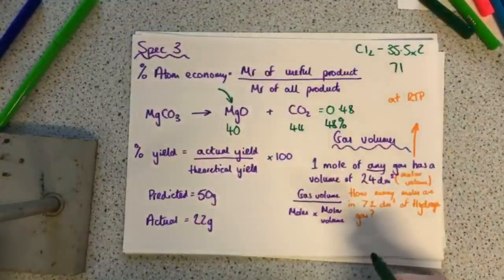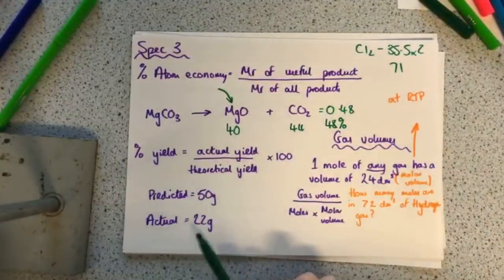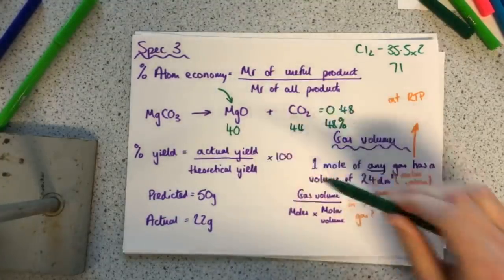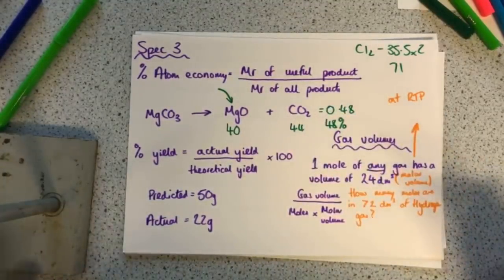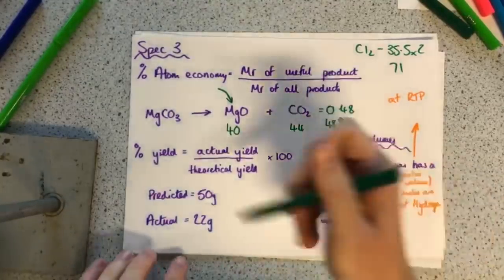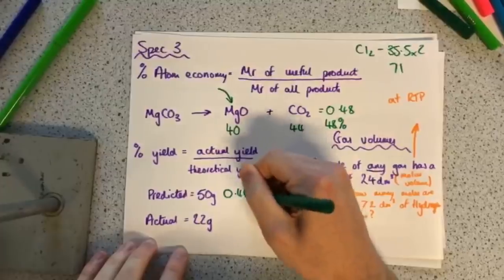Anyway, back to percentage yield. The actual yield for this, whatever this was, is 22 grams, and we're going to divide that by our theoretical yield. So you very simply do 22 divided by 50. That gets you 0.44. I'm on fire tonight.